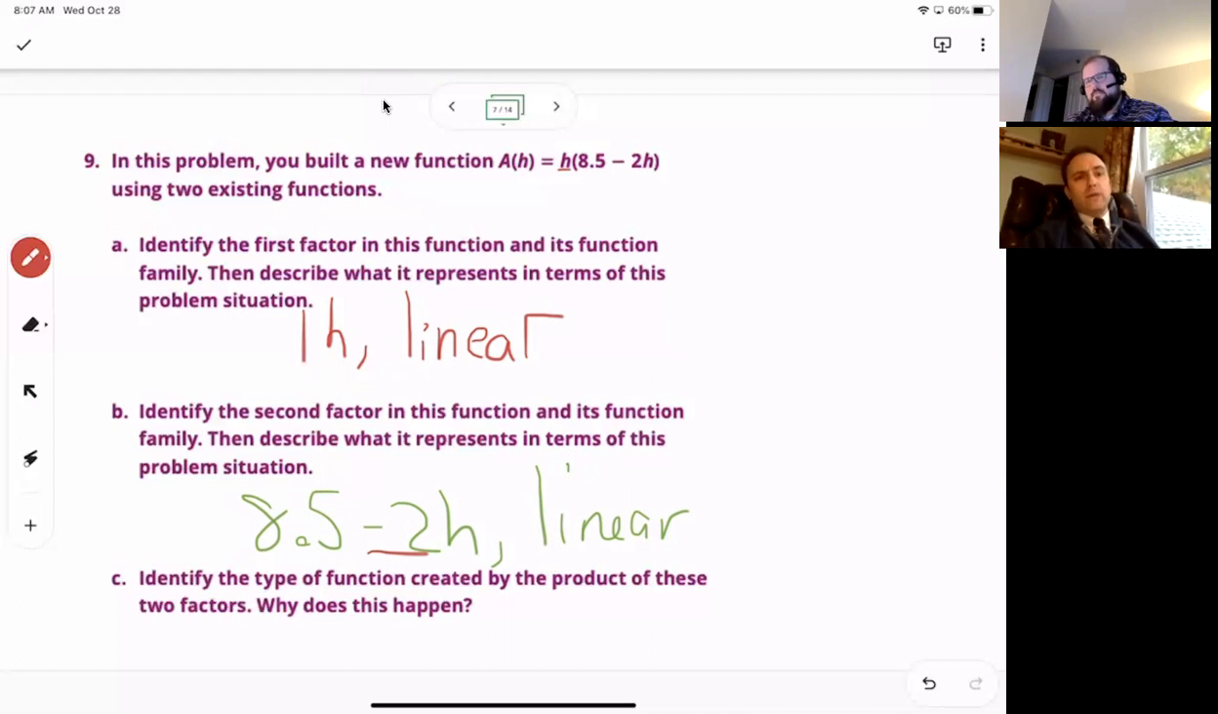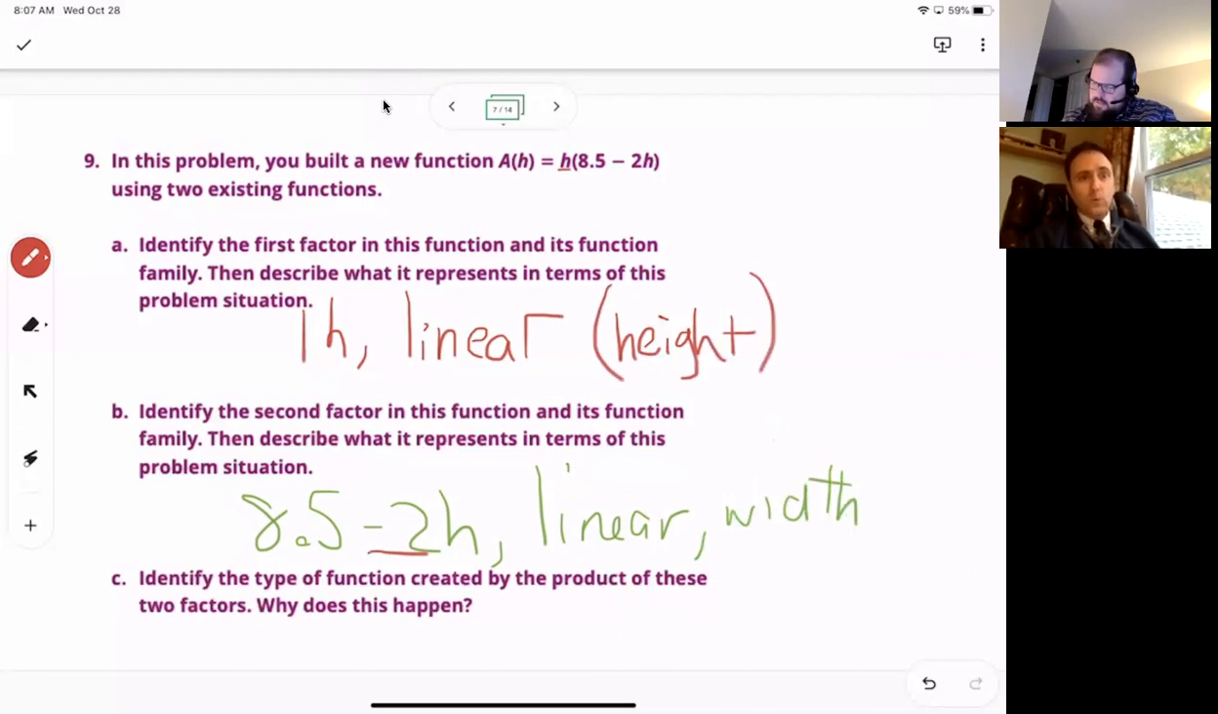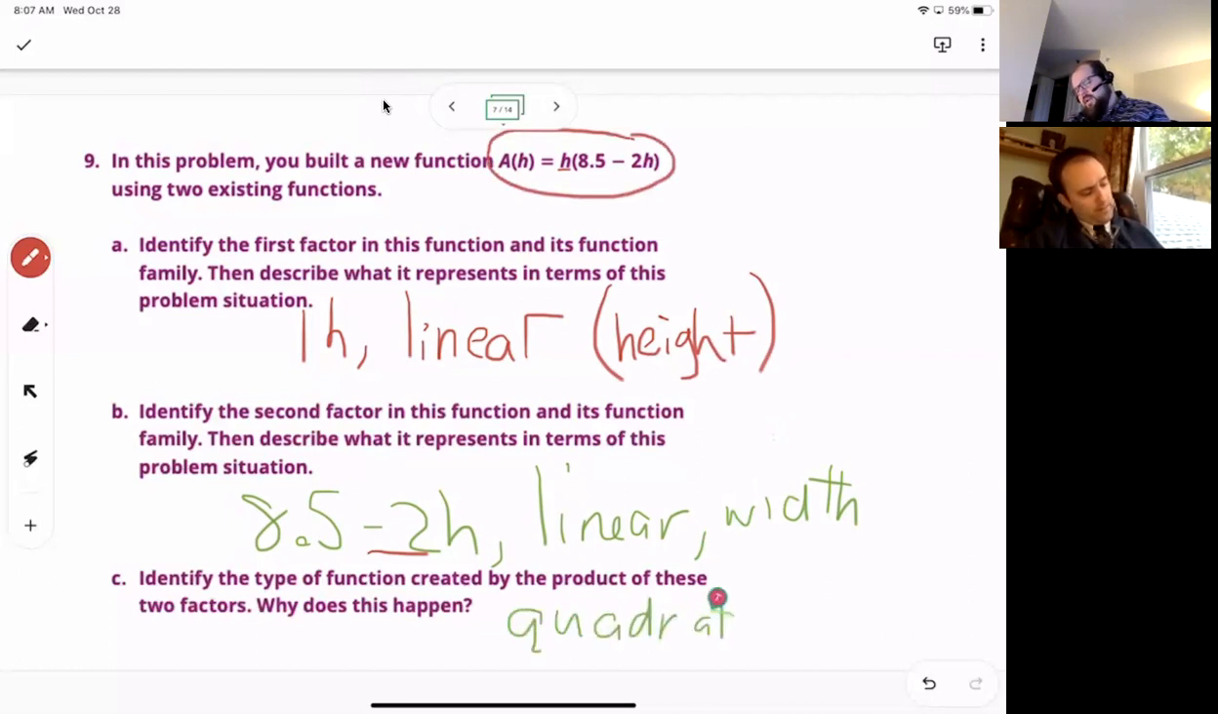Yes. And then to describe what it represents in terms of this problem situation, that's the height. Mm-hmm. And then in part B, that's the width. I like it. Width. Then it asks us, identify the type of function created by the product. Well, we've already talked about that. That's got to be quadratic, right? Yep, that's what we've been talking about. So if you multiply 2 lines together, you get a quadratic function.